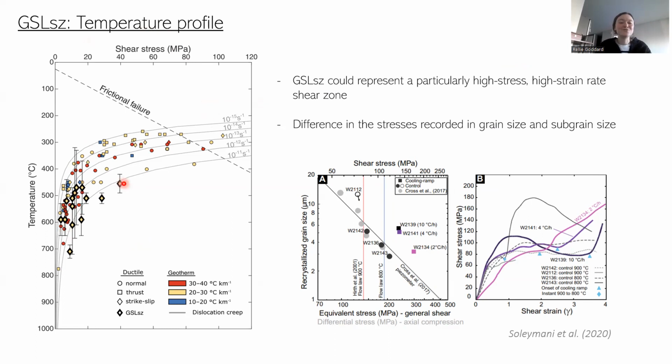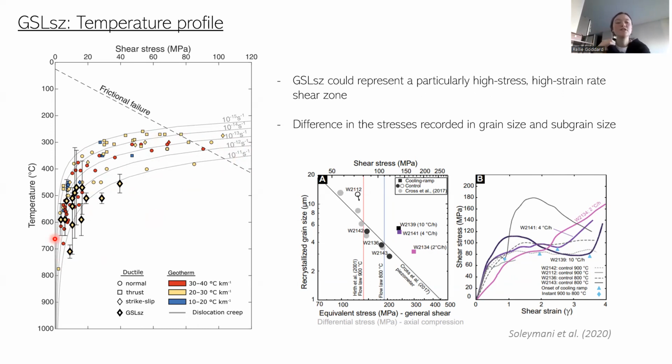We plotted our data on top of Platt and Behr's 2014 study, and you can see that here in the temperature profile. So we've got shear stress against temperature in this case. And most of the data fits relatively nicely on this curve, but you'll notice that actually our data seems to be shifted somewhat to the right on these higher strain rates of 10 to the minus 11 and 10 to the minus 12. And so this is indicating that our shear zone is potentially a higher stress, higher strain rate shear zone than those that you see in nature.